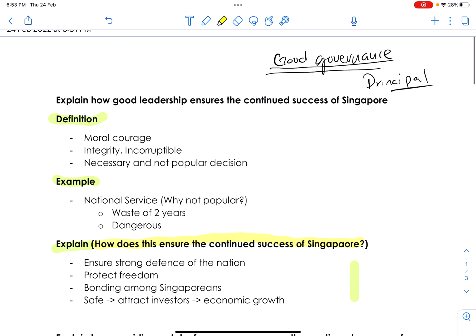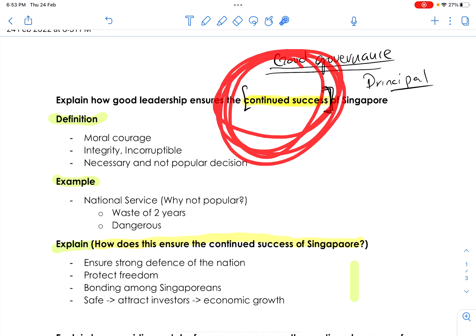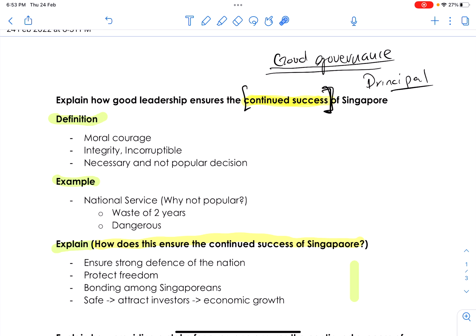All right, so in this case, the question, the outcome is continued success. So depending on the question, you must explain to the outcome that they want you to give. So it can be continued success, it can be progress, or it can be other things. Ensure good governance or other things. Make sure that you explain to reach the outcome. All right, how does your factor reach the outcome of continued success in this case?